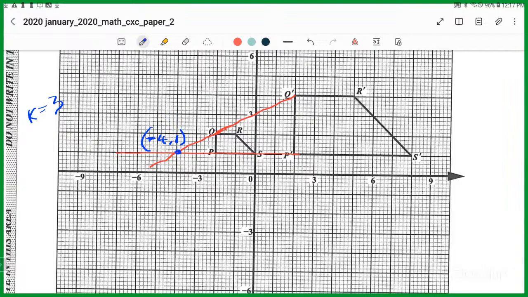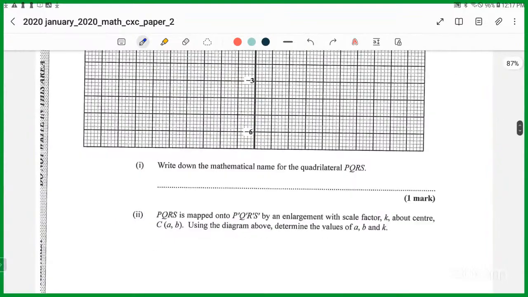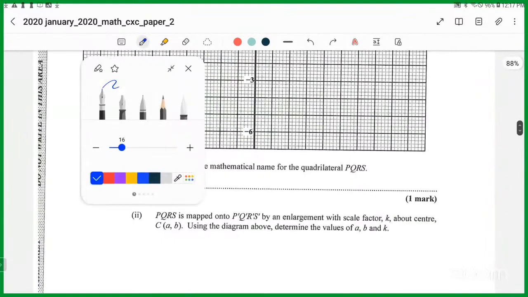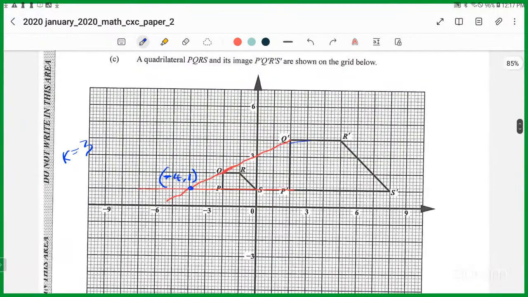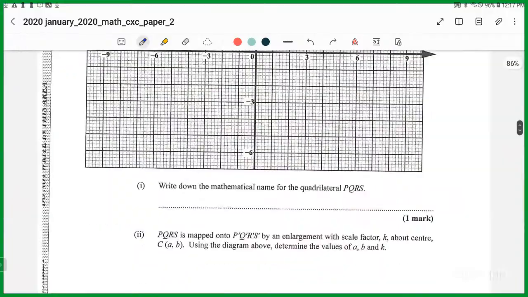So it is an enlargement with scale factor 3 about the point negative 4, 1. Let's write that. Alright, so that's the enlargement. Now the first part says write down the name of the quadrilateral. That's a trapezium. It has 1 pair of parallel sides. I know they don't say it, but that's the name of it, a trapezium.